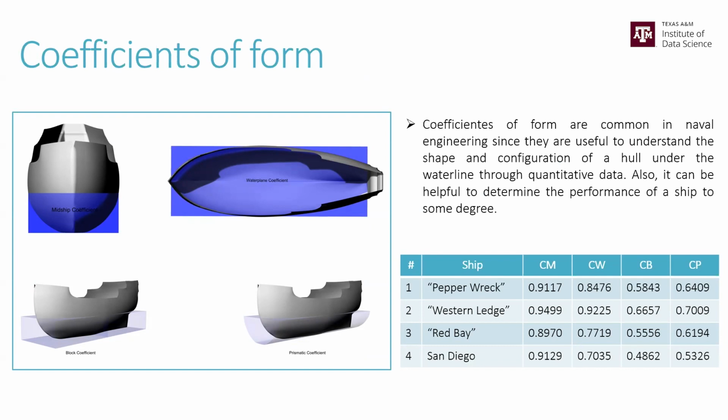Now, the coefficients of form are a very simple but effective way to understand, define, and calculate the shape of the underwater portion of the hull in a quantitative way. For this reason, it has become a very common practice in naval engineering while designing ships. The four main coefficients are the midship coefficient, the water plane coefficient, the block coefficient, and the prismatic coefficient. As seen in the picture, the midship coefficient is the proportion of the midship section in comparison with an area of the same length and height. This coefficient is useful to calculate the cargo capacity of a vessel, which means higher values are associated with larger cargo holds and vice versa.